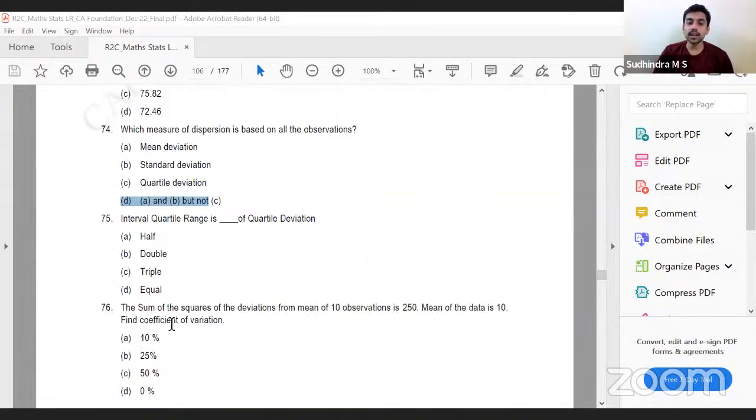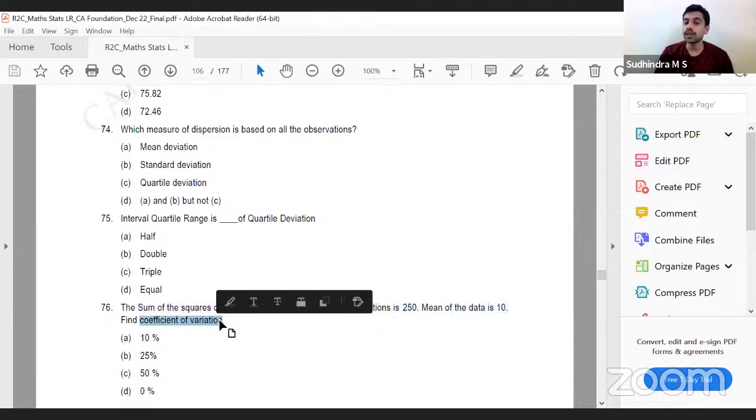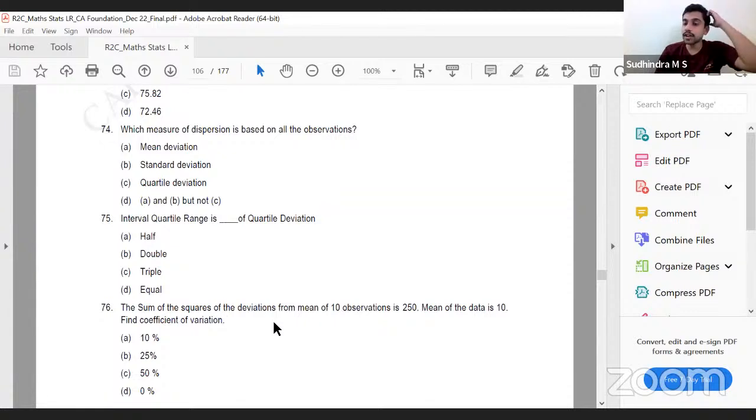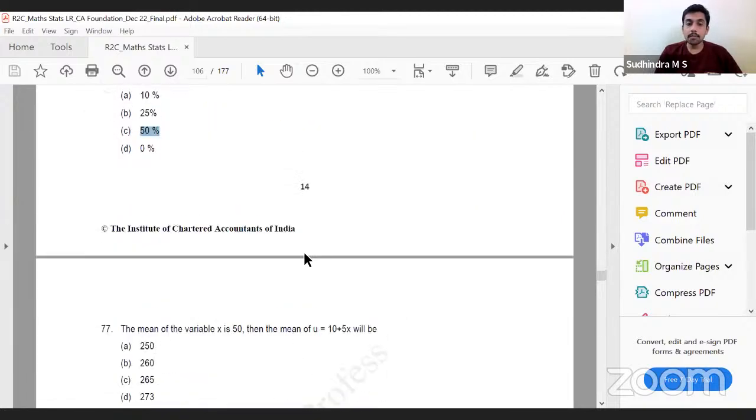Next question is again repetition. Sum of squares of the deviation from the mean of 10 observations is 250. Mean of the data is 10. Coefficient of variation: we get standard deviation of 5, 5 by 10 into 100, 50%. We have already solved this. Next question, same repetition. Mean of the variable x is 50, u is equal to 10 plus 5x. Again, we have solved this. 5 into 50, 250 plus 10, 260.